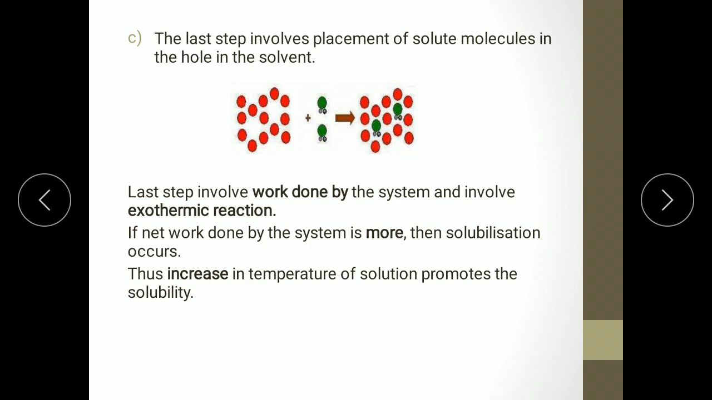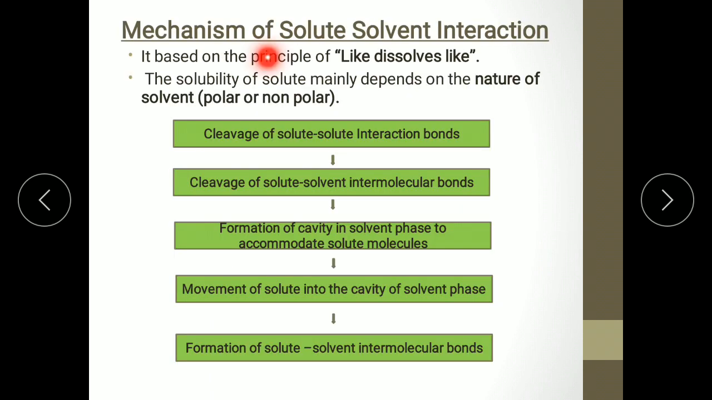Now coming to how solute will interact with solvent, it is based on the like dissolves like principle. Means polar solvent dissolves the polar solute, whereas non-polar solvent dissolves the non-polar solute. Simple. The solubility of solute mainly depends on the nature of solvent, polar or non-polar. First, what will happen? Cleavage of solute-solute interaction bond, means bonds between solute-solute will be broken down. Then cleavage of solute and solvent intermolecular bond.